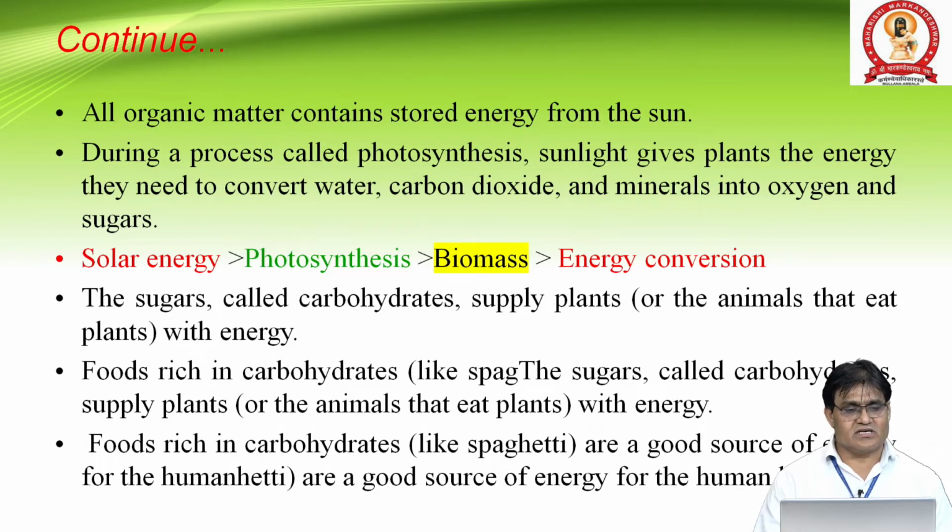The flow line shows solar energy coming from the sun to the earth. The solar energy is absorbed by the plant, and the plant converts that energy into bioenergy by the photosynthesis process. The plant absorbs the solar energy and converts carbon dioxide, water and minerals into oxygen and sugars. Through photosynthesis, the plant is further converted into biomass. Biomass is waste, mainly plant waste, and that biomass is converted into energy resources.